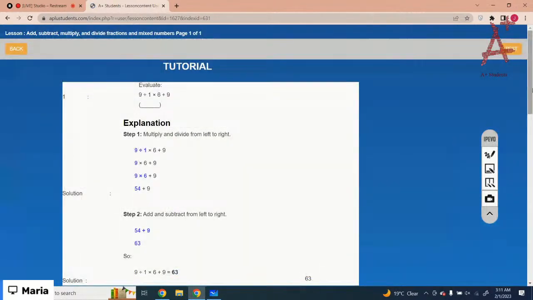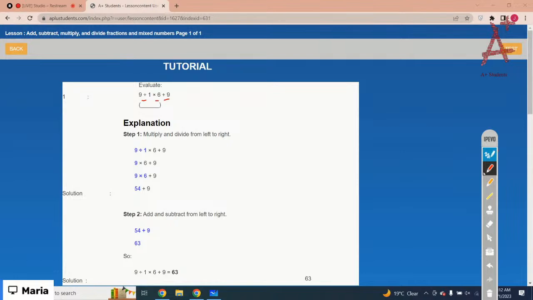Okay, let's start with the first example. Basically, you have to, almost more than one operation is involved in the mathematical operation, and we are going to learn how we can solve them. Got it? Okay, so we have the division, multiplication, and addition here.